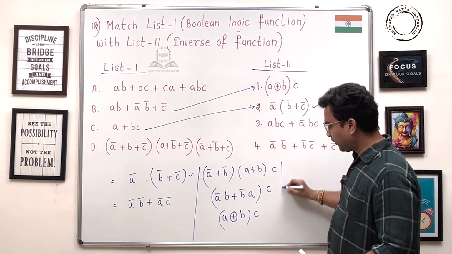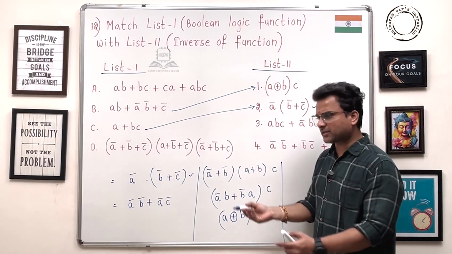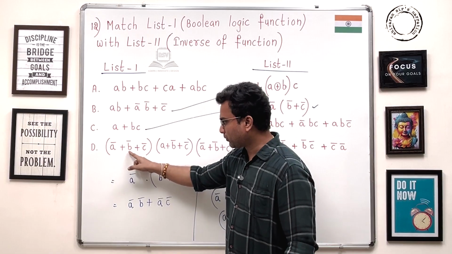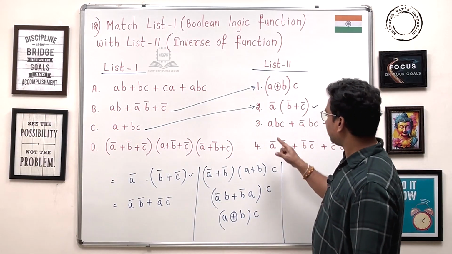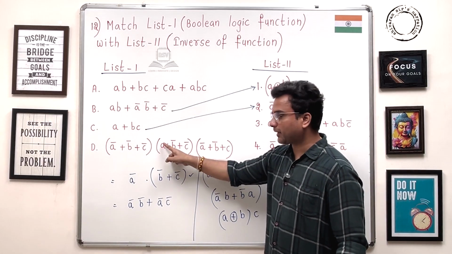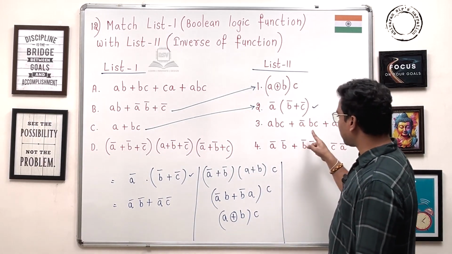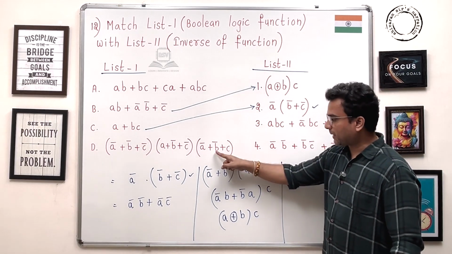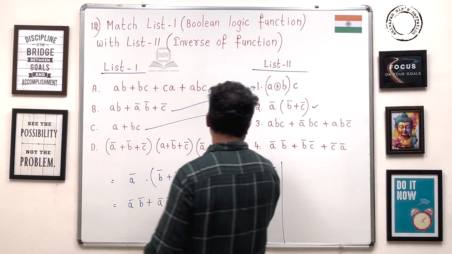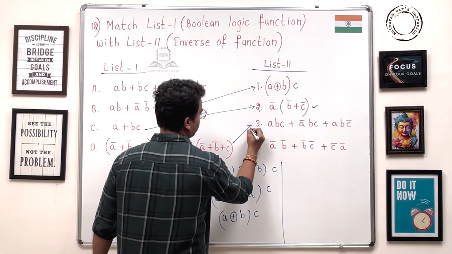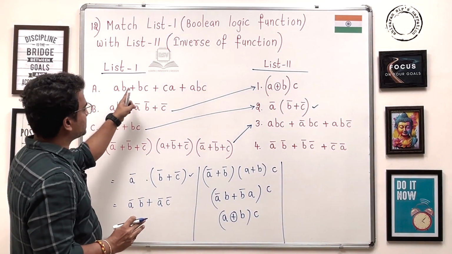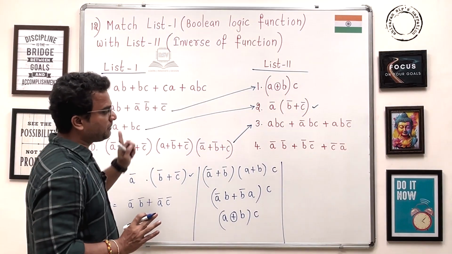Yes. Now if you take the D, it is directly applicable. You see here, if you apply the complement: A into B into C gives A bar B bar C bar, A bar B C gives A B bar C bar, and A B C bar gives A bar B bar C, hence D3. And finally guys, we have the last one: AB plus BC plus CA plus ABC.